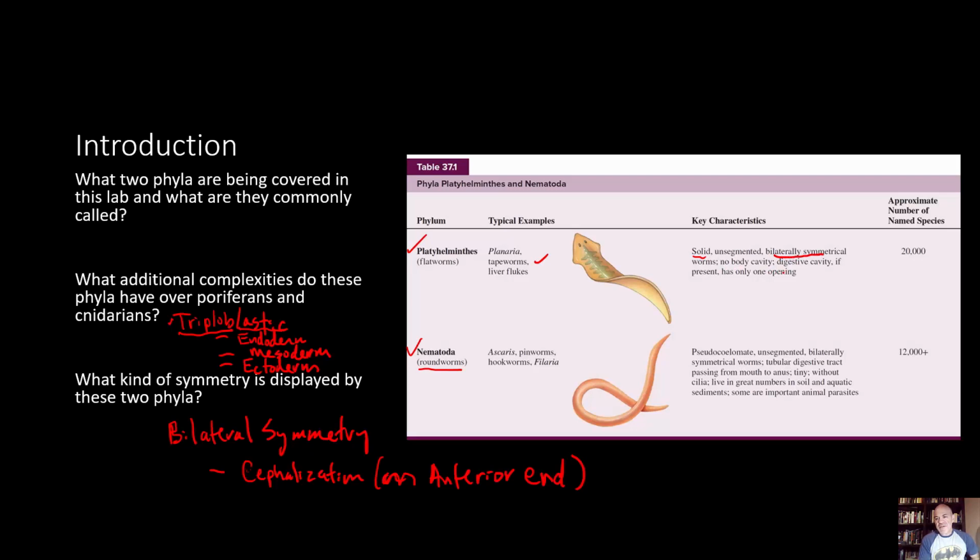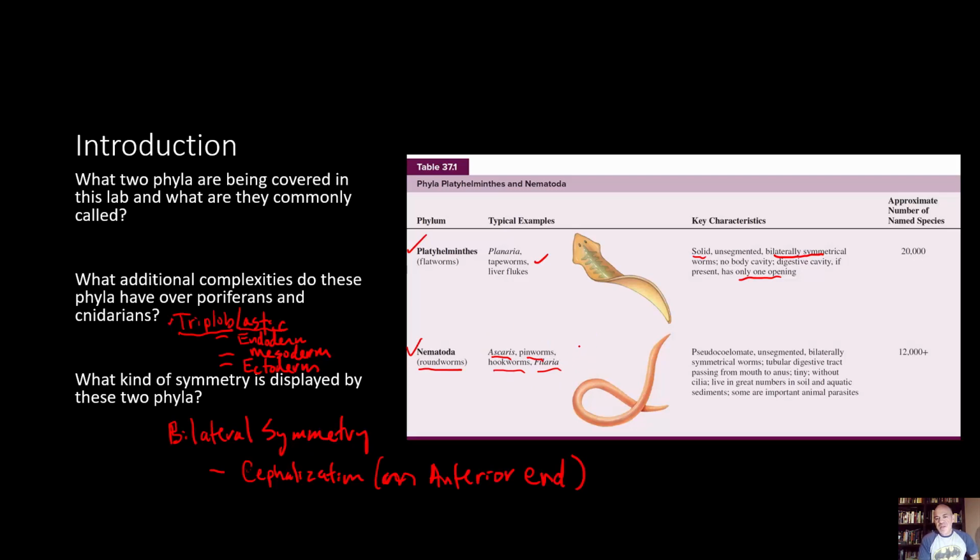They have a digestive cavity with one opening. And for the roundworms, they include a roundworm in the genus Ascaris, which is a parasite of the intestine of humans and pigs. And then there's pinworms, also parasite hookworms, and filaria. All of these are nematodes that are parasites, important parasites to humans and animals.